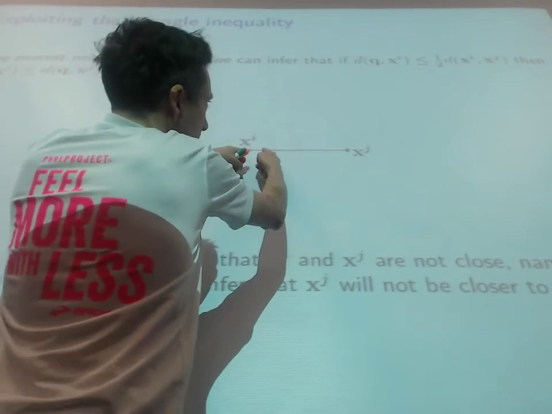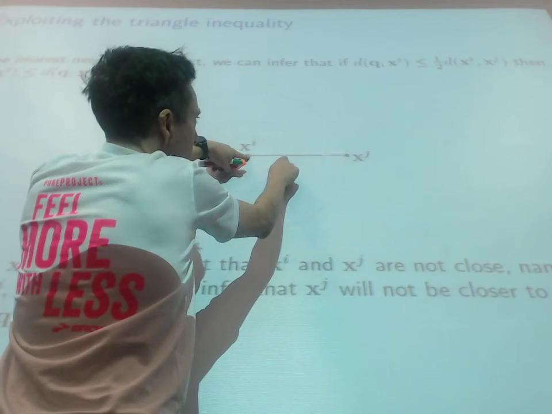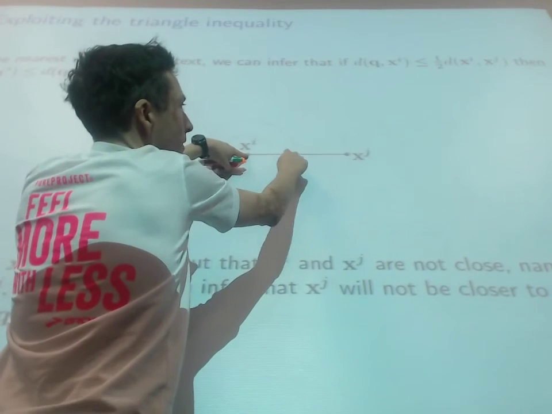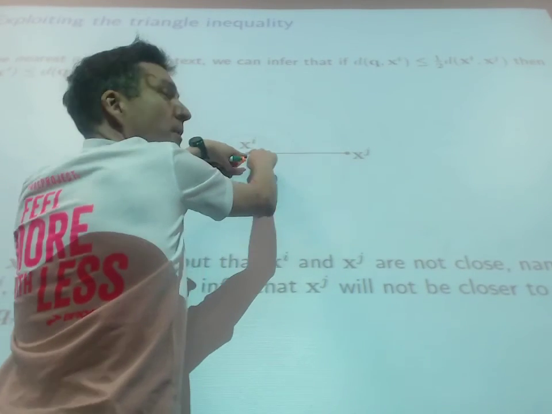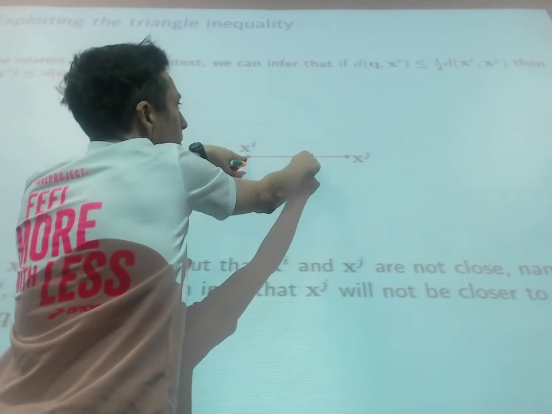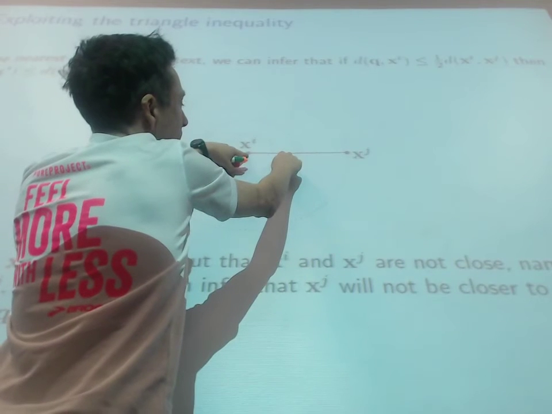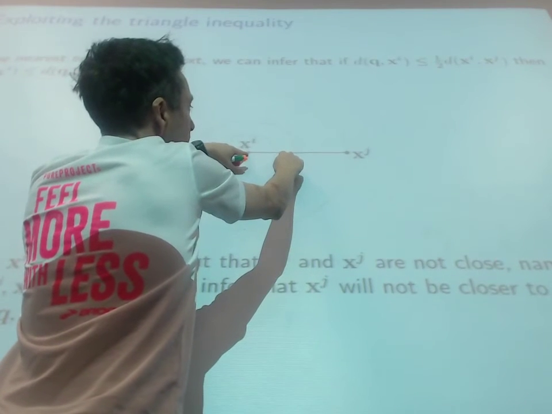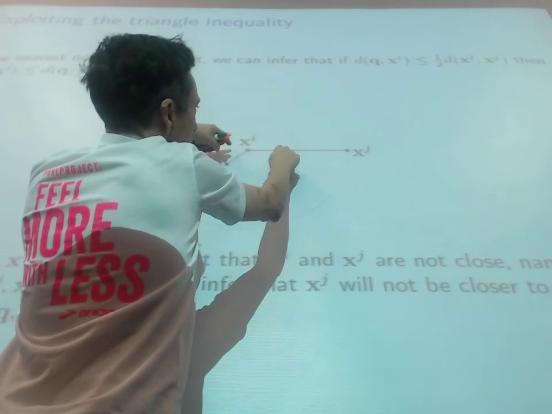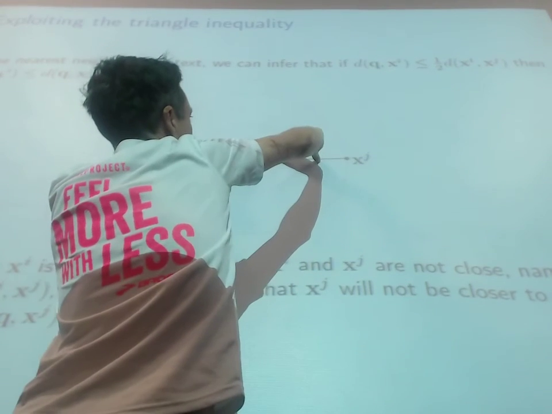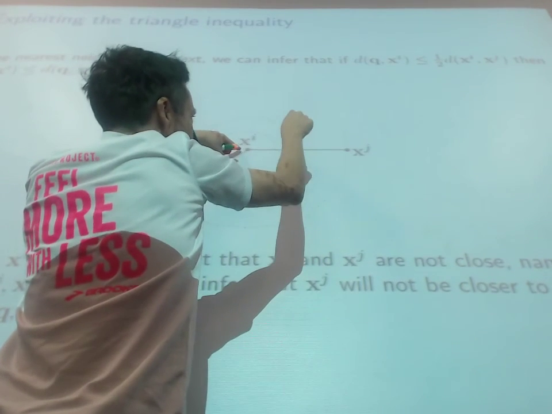So if this is half the distance between xi and xj, so basically if this point q were kind of here, which is bigger than half the distance between xi and xj, it could be that this q is closer to xj than it is to xi. That's possible, right? But if it's less than half, then there's no way that q can be closer to xj than it is to xi.